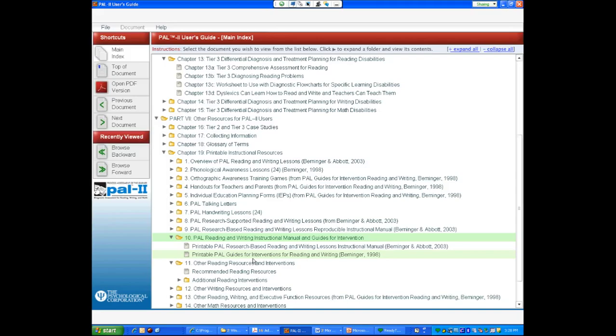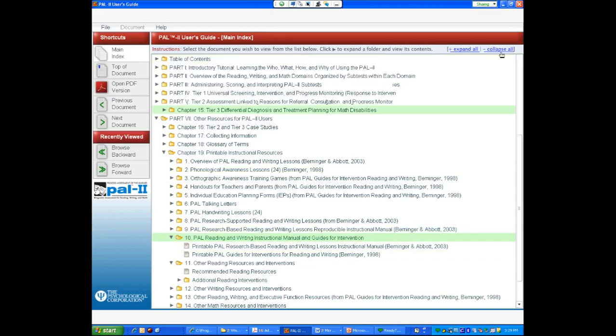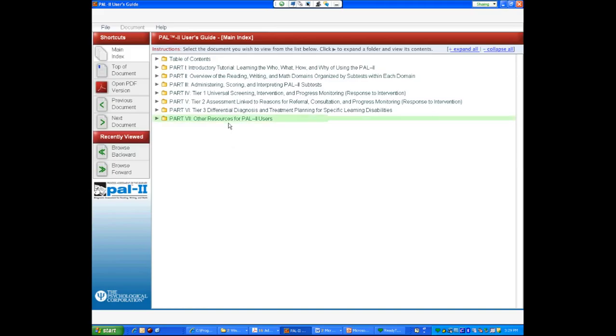These are huge documents, some of them, so you probably don't want to print them out. The Guides for Intervention is actually available in hardcover because that was part of the original PAL before we published the second edition. And so were the research-based reading and writing lessons. So they're also available in hard copy, but everything that I showed you here today is part of this user's guide. Okay, I'm going to get out of this here for a second, see if there's anything else that I need to tell you. Okay, then the other resources.